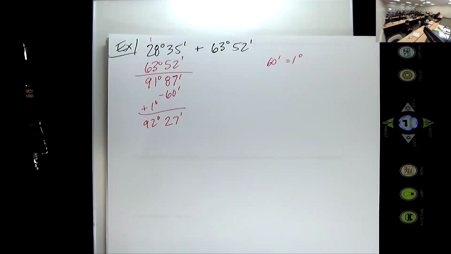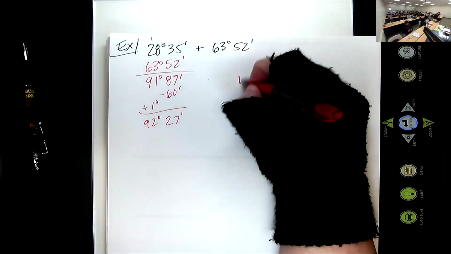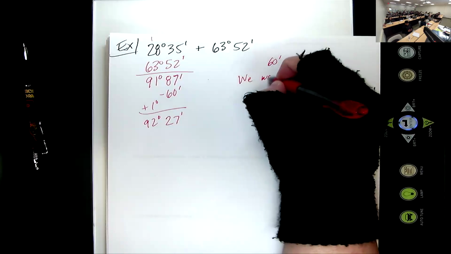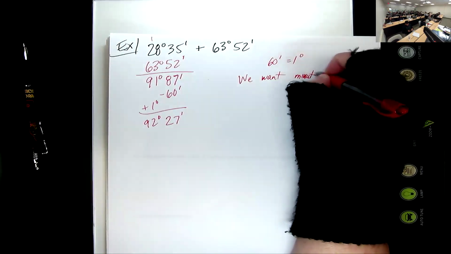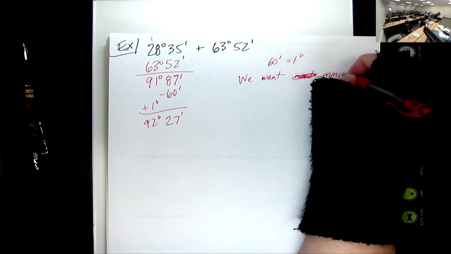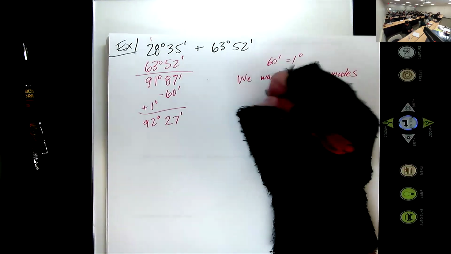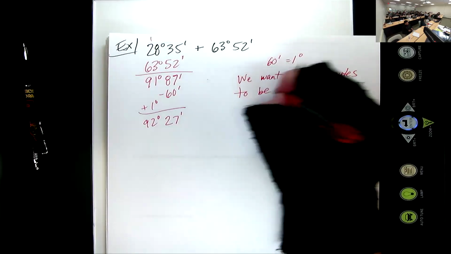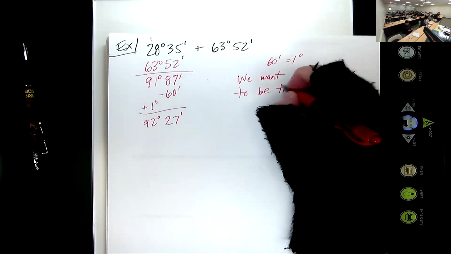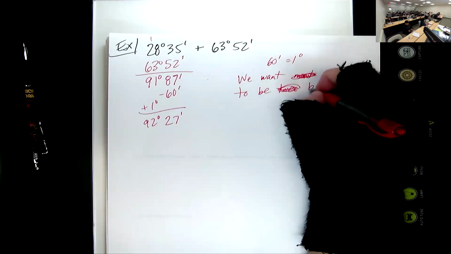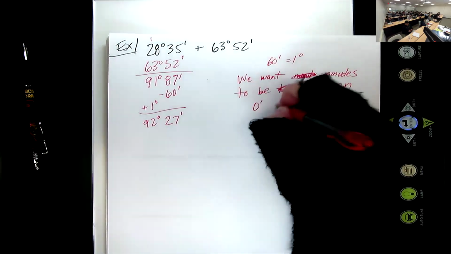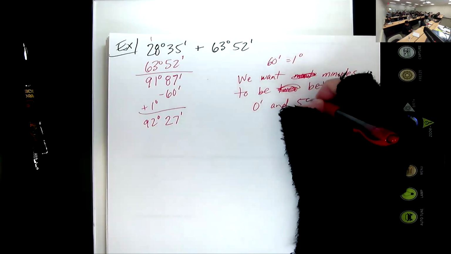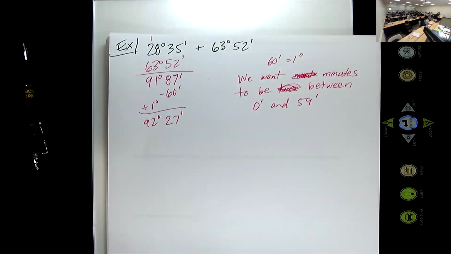How come you subtract 60? Because we want minutes to be between 0 and 60. Oh, I get it. Well, I'll finish in case someone else didn't get it. We want minutes to be between 0 and 60. Well, really, 0 and 59. Because if we're up to 60, we've got a full minute, and why do that?